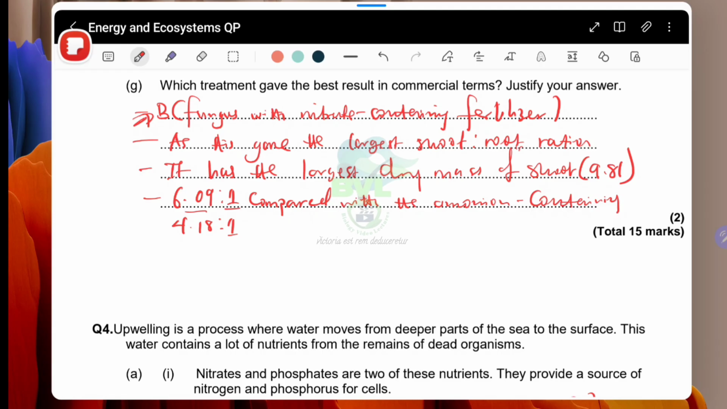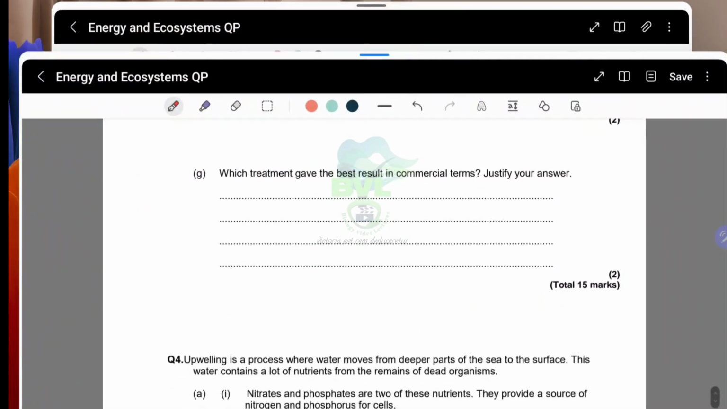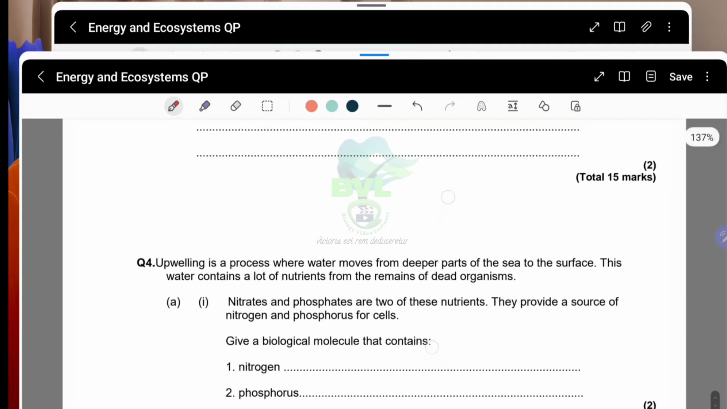Okay. Last question, if I'm not mistaken, says upwelling is a process where water moves from deeper parts of the sea to the surface. This water contains a lot of nutrients from the remains of dead organisms.